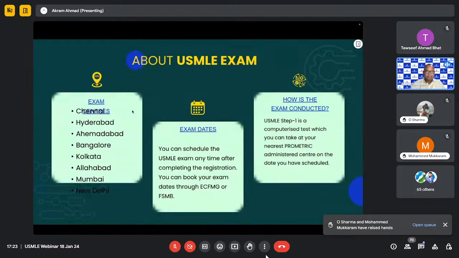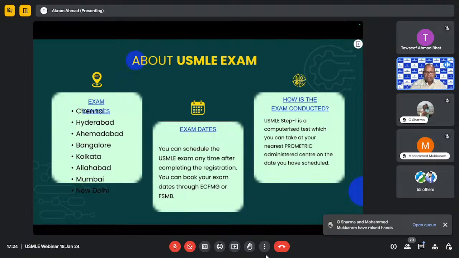So these are the exam centers in India. You can write in Chennai, Hyderabad, Ahmedabad, Bangalore, Kolkata. In North India, you can go to Allahabad, and then Mumbai. So these are the exam centers for USMLE in India. But if you are from any other country, you have to look at the exam center nearby that you can go to.